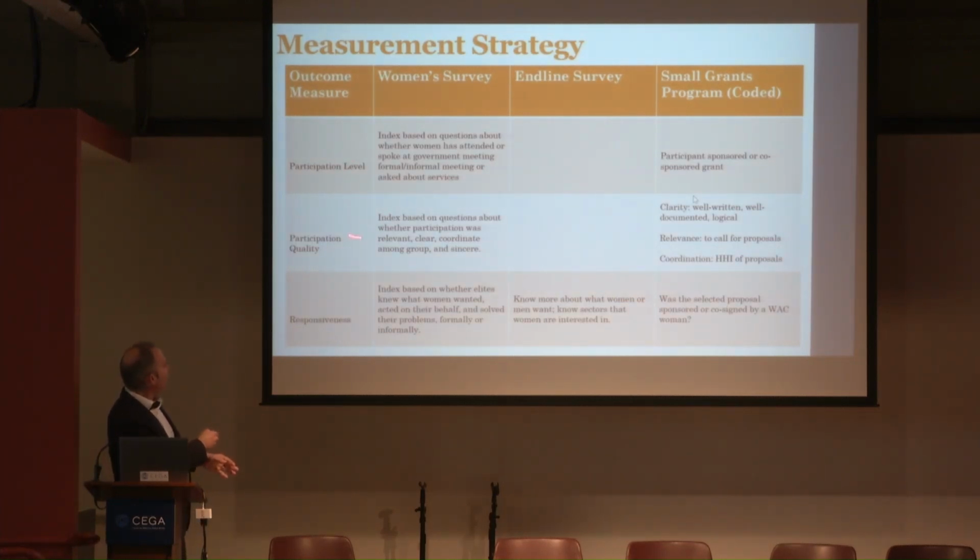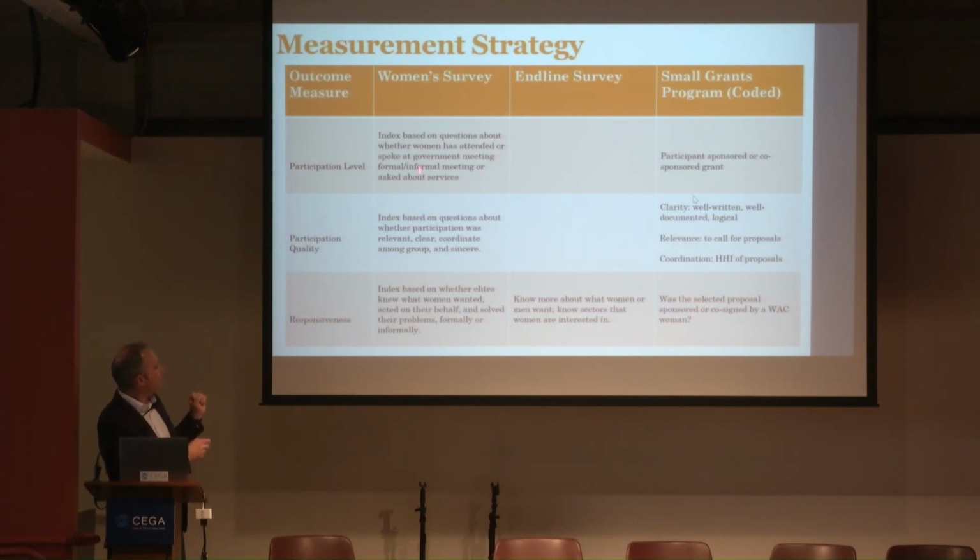So we have three outcome variables that we're interested in: level, quality, and responsiveness, and we're measuring it in three ways. So here's the grants. So whether a woman signed or co-signed a grant from a community that was treated. We're looking at the clarity, relevance, and coordination, and then responsiveness, was it selected?